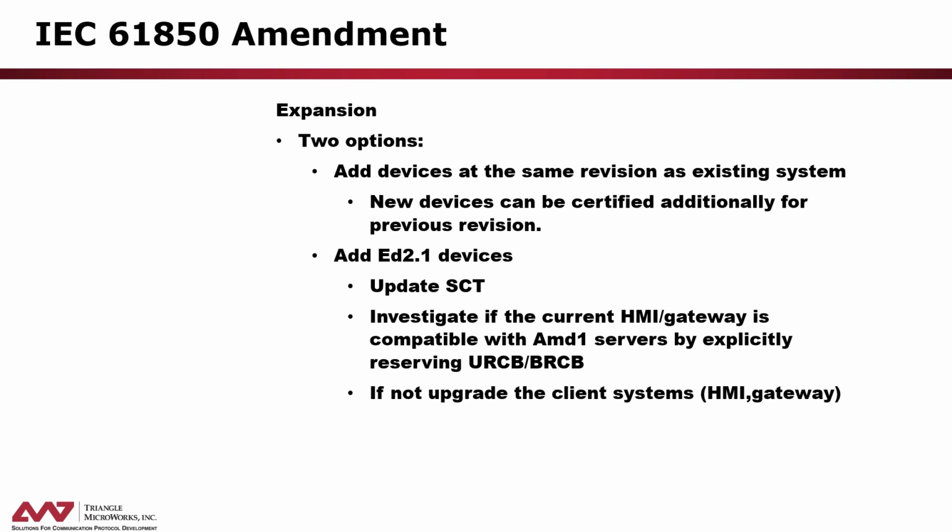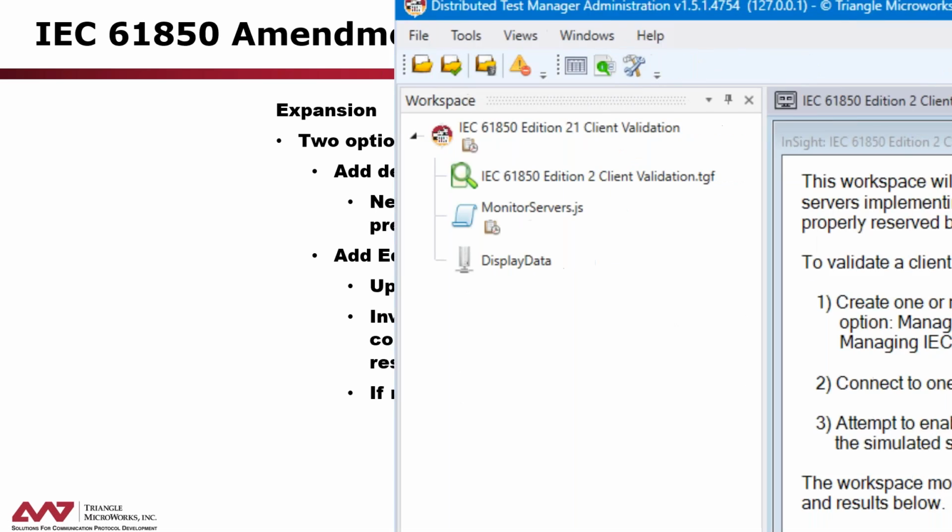Edition 2 clients should have always implemented the reservation services, but because it was optional in the server, there's some fear that some clients may not have realized they needed to do that. And so we need to test that scenario. If the client, with your HMI, your gateway, does not properly do the reservation scheme, then it will need to be updated. And so we produced a simple tool to test for that scenario.